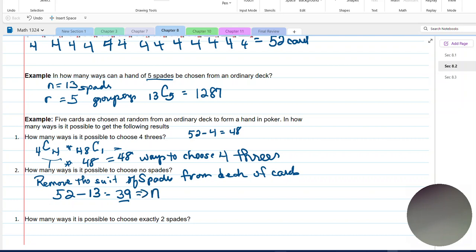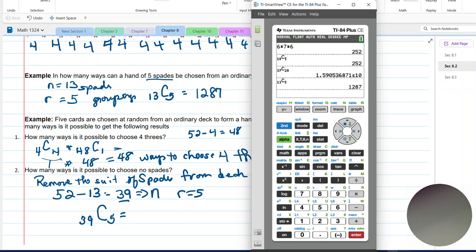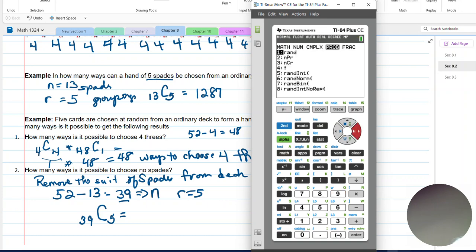And now they want us to choose no spade. So n is that, and r is still 5. So not a bad thing. 39 cards that are not spades, choose 5. All right, we have to do it in the calculator. Let me clear that. And we're going to do 39, choose, math, PROB, number 3, 5, and enter.